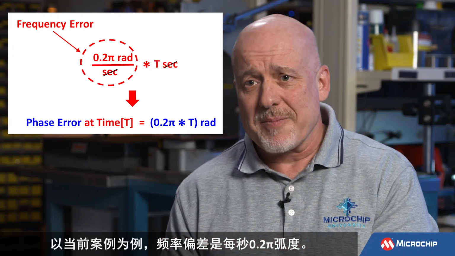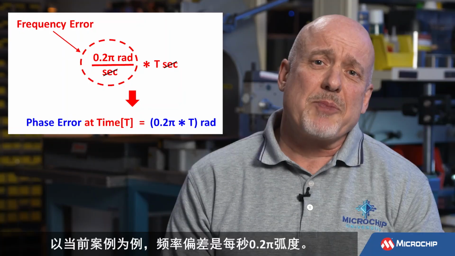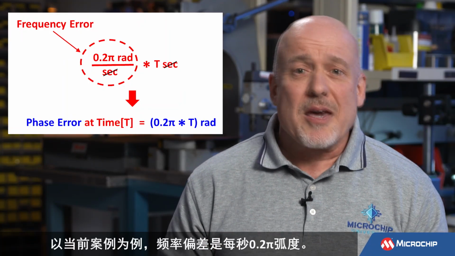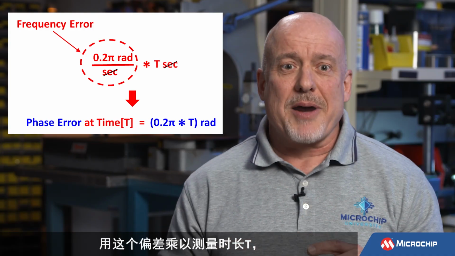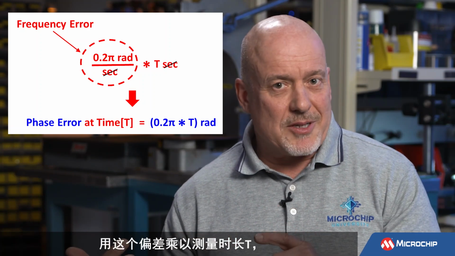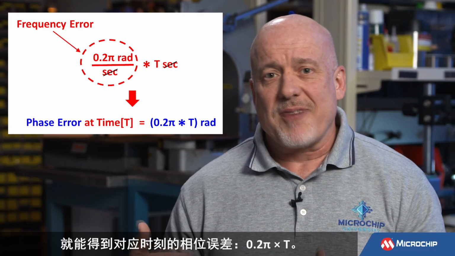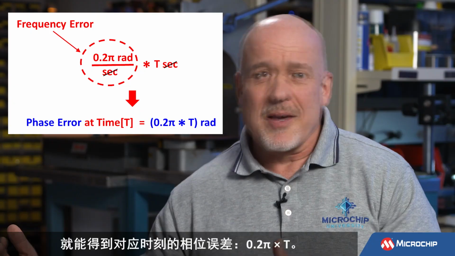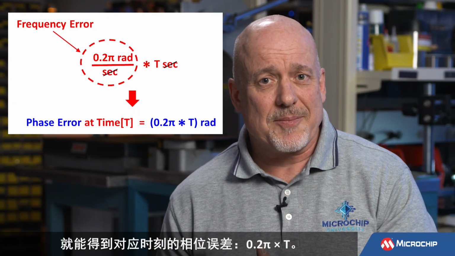And using the example that we've been using, we have a frequency offset of 0.2 pi radians per second. If we multiply this frequency error by the amount of time that we're measuring, capital T, for example, we can then calculate the phase error at any time, capital T, and that is 0.2 pi times T. Now let's generalize this a little more, because the assumptions that I've been making here are that the phase error is changing at a constant rate, which means we have a constant frequency difference between the two clocks. In reality, a phase error may not be changing at a constant rate, and a frequency error may not be a constant, and we need a way to express this.